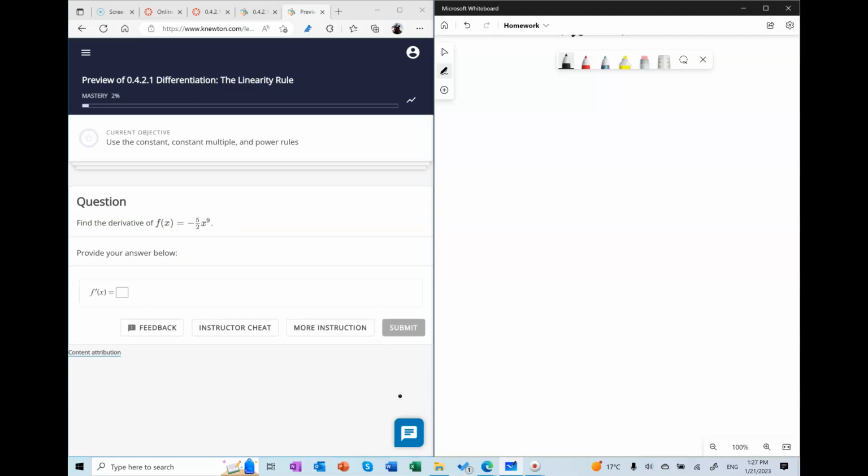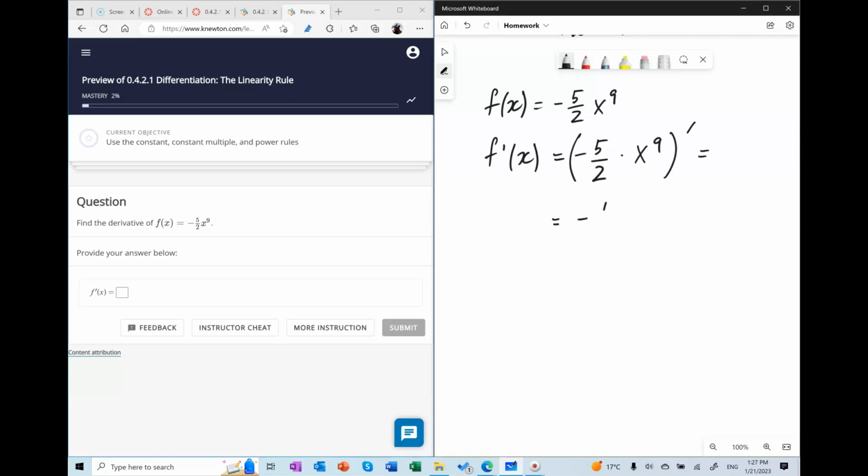So here we have another function. And finding its derivative is even simpler when it's a single term, because the linearity basically says you can take out the coefficient. So the derivative of this is the same as the derivative of this. And the derivative of x to the 9 is simply 9x to the power 8. So the final answer is negative 45 over 2 times x to the power 8.